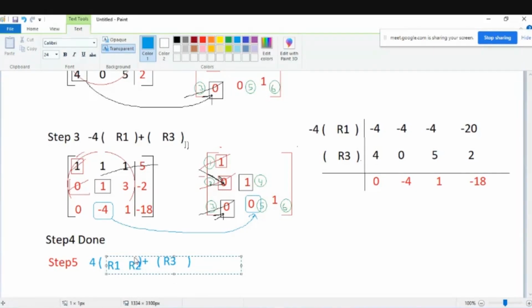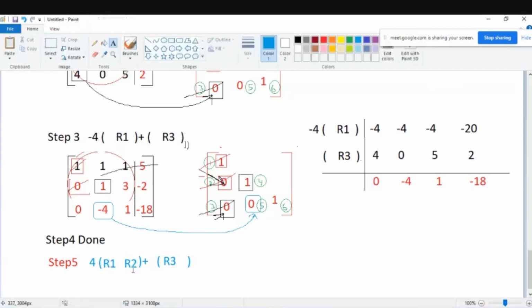R2. Which one am I going to select, R1 or R2? Which one of them is close to -4, R2 or R1? Look, R2 is very close to -4. Then I will take R2.